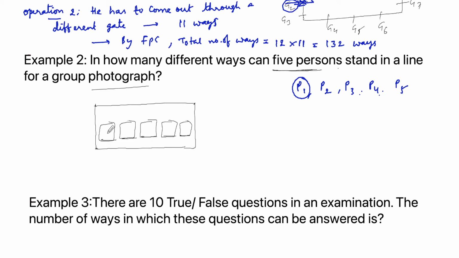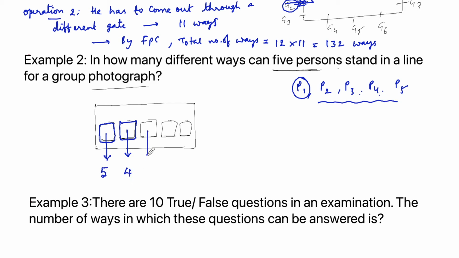So he can select either the first place or the second place or third place or fourth place or fifth place, or we can say this first position can be occupied by any of the 5 persons, means 5 possibilities are there for the first position. And then for the second position, if the first place is occupied, then the remaining 4 persons are there to occupy. There are 4 possibilities for the second position.